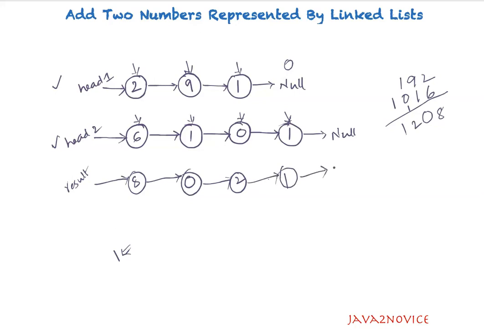Now we are done with both linked lists. If you read the result 1, 2, 0, 8, which is the same as our previous sum. Now this is our approach. Let's write the code for this.